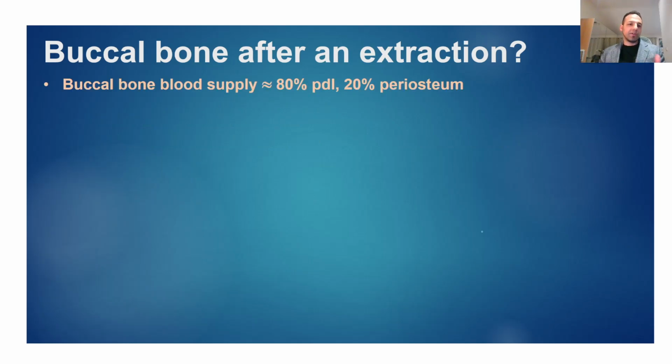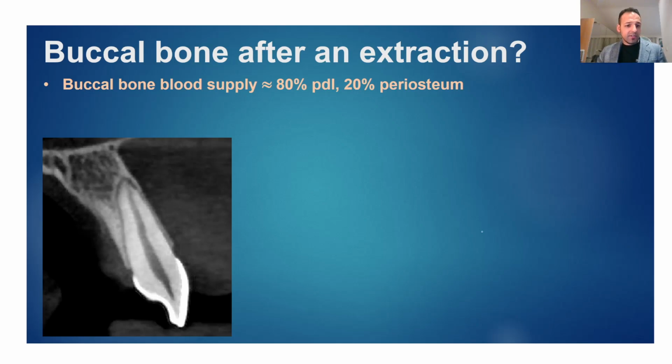So, buccal bone blood supply. Well, 80% of the blood supply comes from the PDL. And of course, when you take out the tooth, out comes the PDL with the tooth, or it is damaged and is pretty much non-existent afterwards. So we know that the only blood supply we're going to get to the buccal bone is 20% from the periosteum.